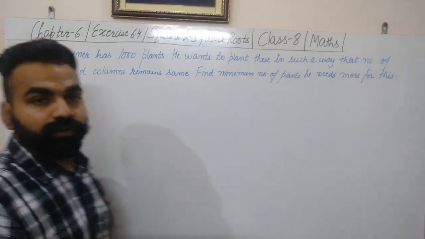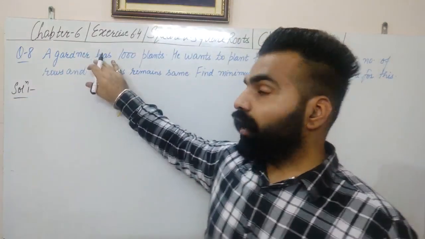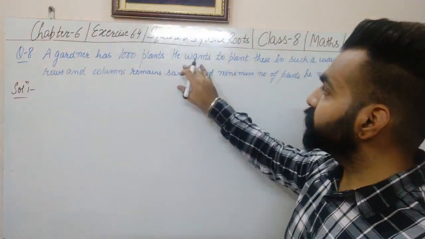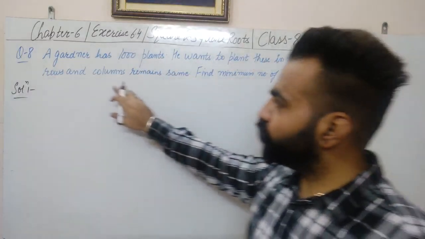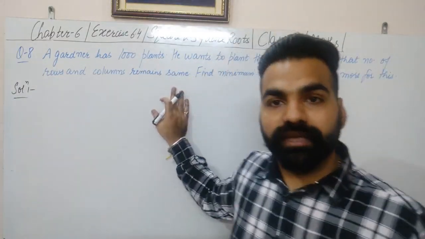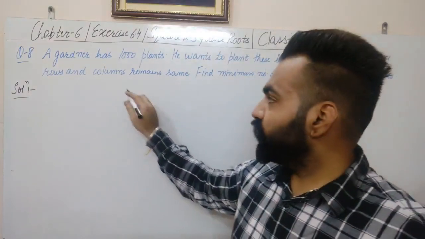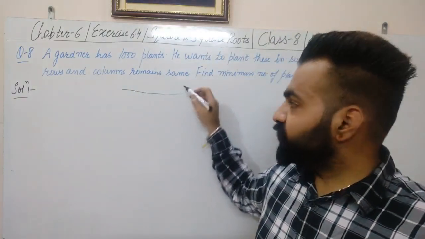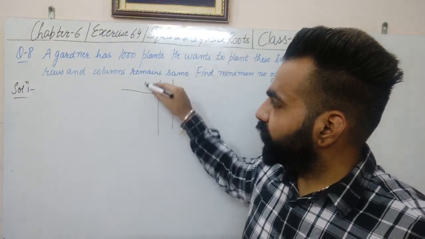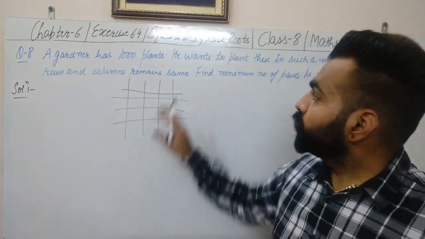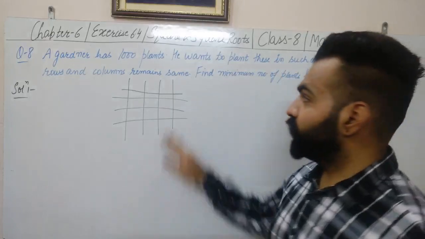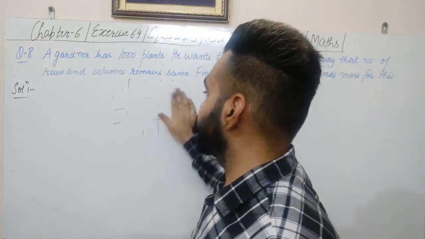So now question number 8. A gardener has 1,000 plants. He wants to plant these in such a way that the number of rows and columns remain the same. So what is a row? Row is the horizontal line. And what is a column? Column is the vertical line. So in this way he wants to place the plants, and the total number of plants is 1,000.